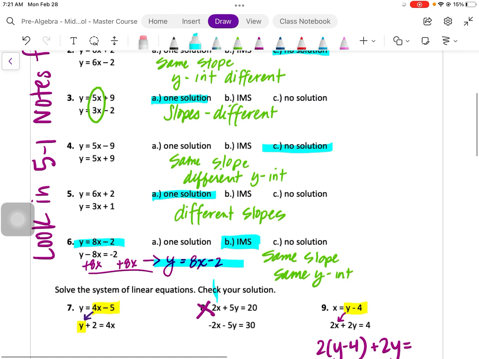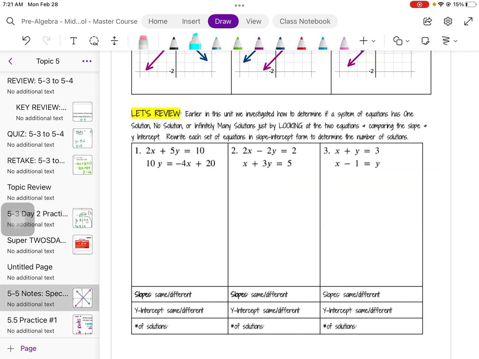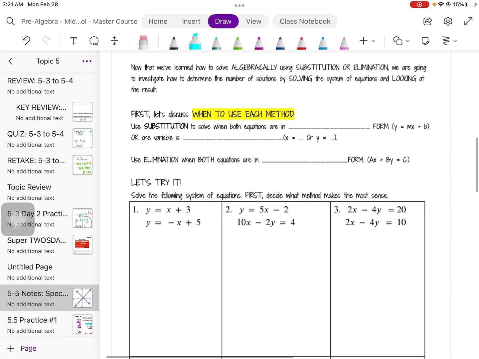All right, so if you need to pause the video and go back and look at any of those, please do. We're going to keep moving on. So I'm going to go back to the other set of notes that we were looking at. If you go back to the notes for 5.5, we're going to keep moving on, okay?